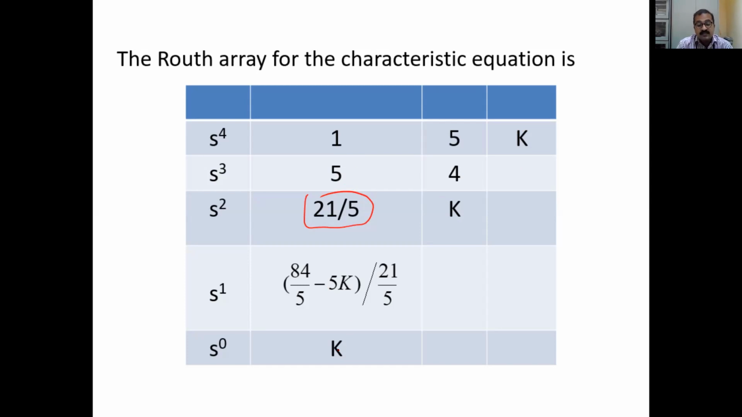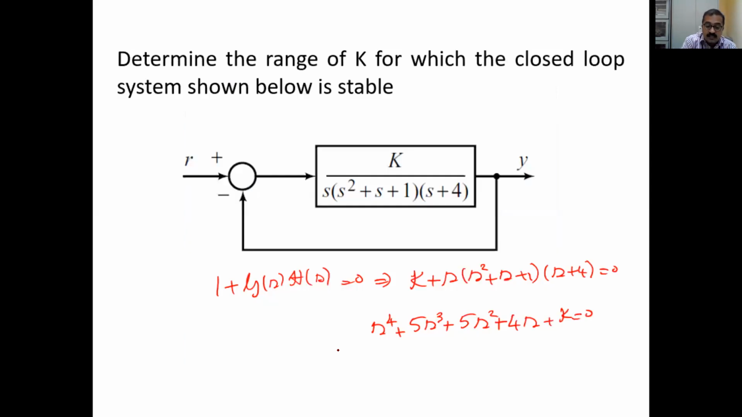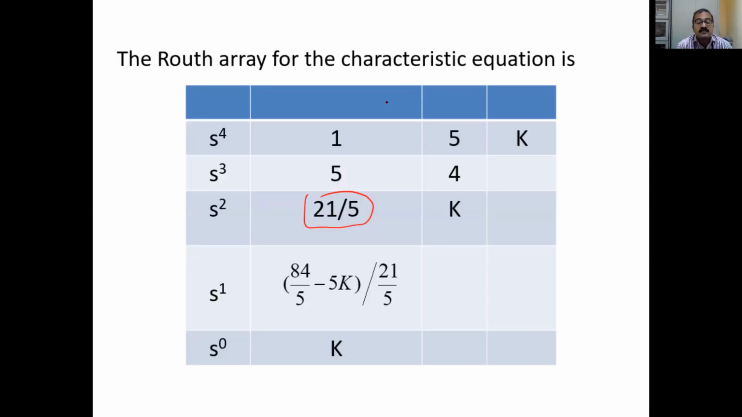Okay. Now what's the question? The question is to find the range of K for which the closed loop system shown below is stable. So when can the system be stable? If there are no sign changes. 1 is greater than 0, 5 is greater than 0, 21 by 5 is greater than 0. So there should be no sign change in the first column. That means this should be greater than 0 and K should be greater than 0.